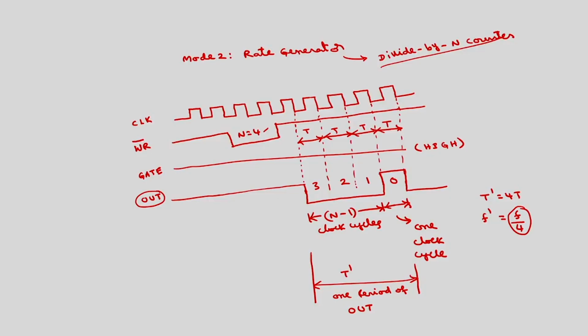If I take an example, suppose I want to implement a divide by 16 binary counter as well as a BCD counter. So what is the program for this one?